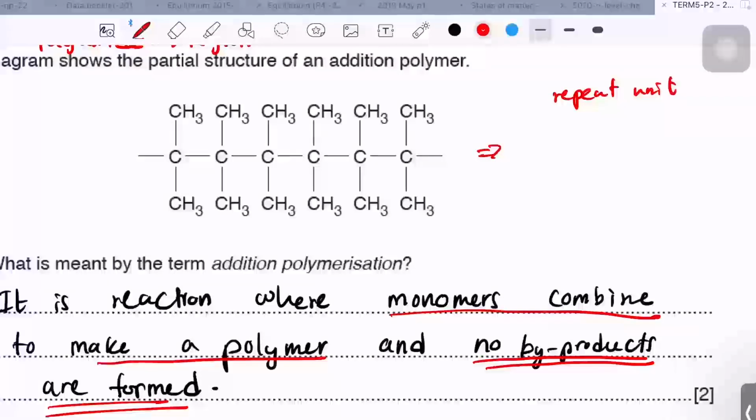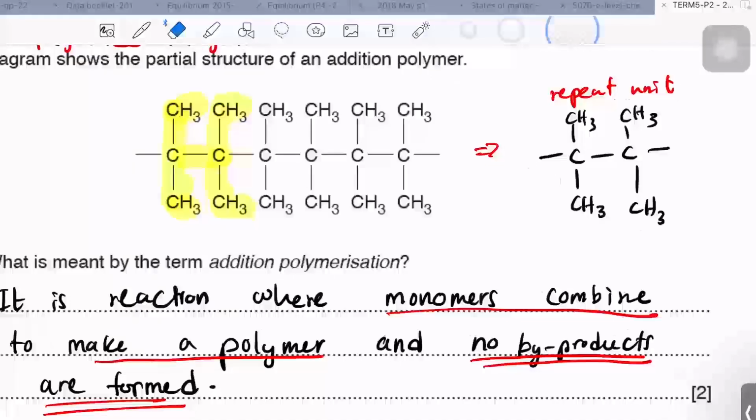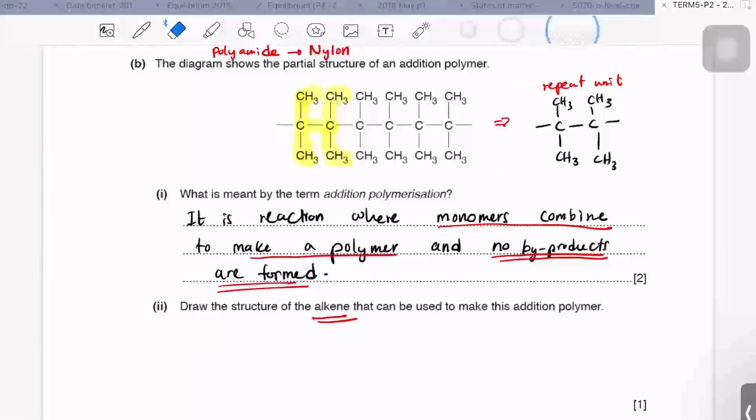So you can see now the repeat unit for this one is this. That's the repeat unit, but they are not asking for the repeat unit. So if you identify the repeat unit, you can identify the structure of the alkene easily. Right, so that's the repeat unit, right? You all agree? Then what's the structure of the alkene? You just have to put a double bond in this. So the alkene is the one that produces this repeat unit. So the alkene structure should be this.